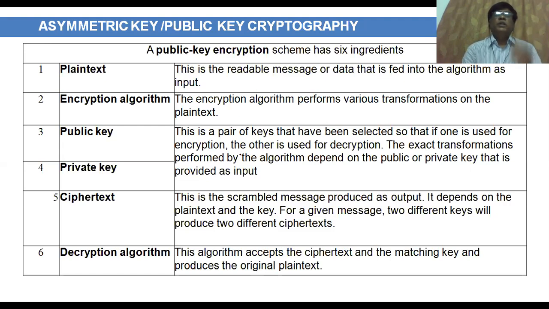Asymmetric key cryptography generally uses six parts. It uses six ingredients: plain text, ciphertext, the encryption algorithm and the decryption algorithm. Here the encryption and decryption algorithms are mathematical functions, and then the public key and private key. These are the six items we use in asymmetric cryptography.